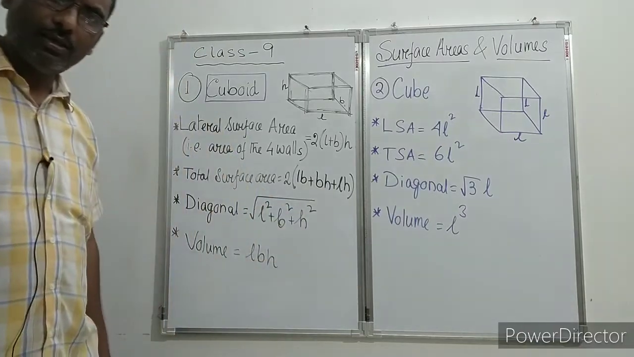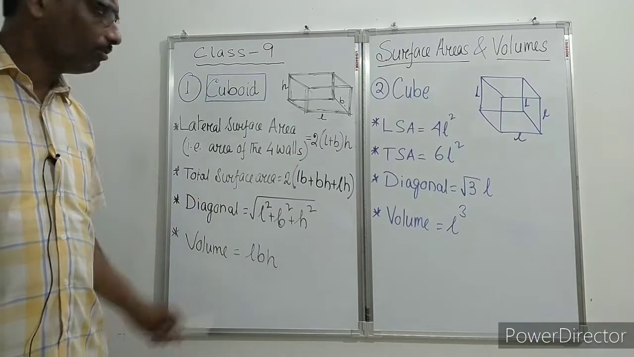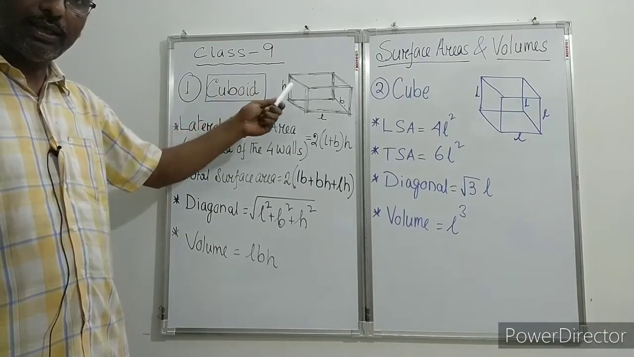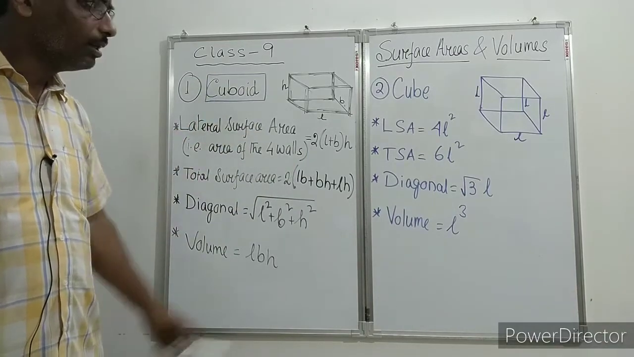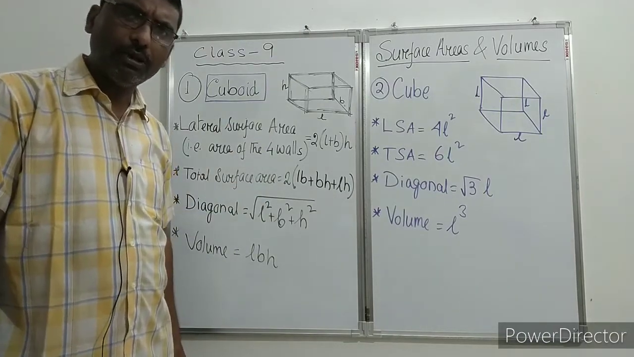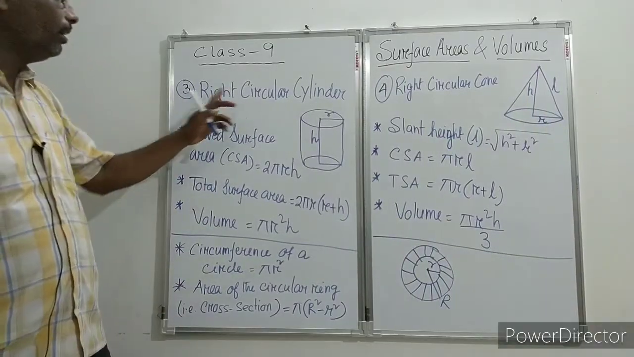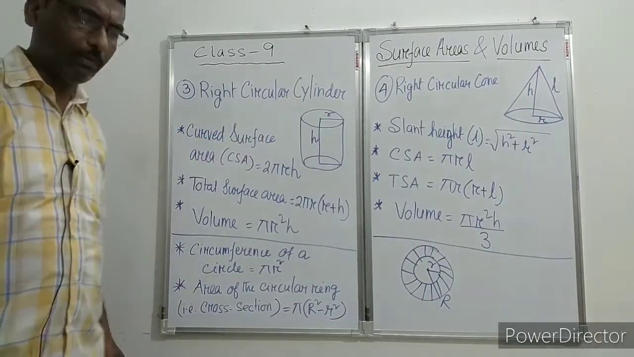Clear? So what you do, you keep on writing the formulas. First of all, the cuboid: draw the diagram, write down all the formulas. Then number 2, cube, write down all the formulas. Next comes right circular cylinder, number 3.